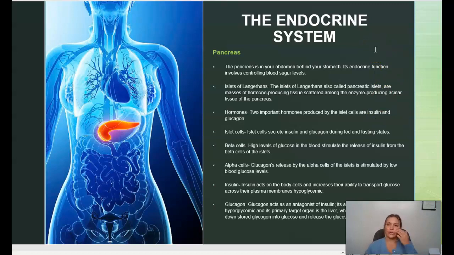Islet cells secrete insulin and glucagon during feeding and fasting times. High levels of glucose in the blood stimulate the release of insulin from the beta cells. And then you have the alpha cells, and glucagon is released by the alpha cells, stimulated by low blood glucose levels. And we all know that insulin acts on the body cells and increases their ability to transport glucose across the plasma membranes. And then we have the glucagon as well.